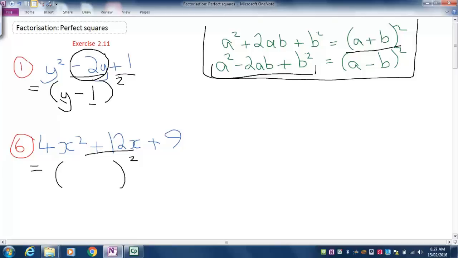Taking the square root of the first term, 4x squared, will give me 2x. Taking the square root of 9 will give me 3. Double checking that, 2x times 3 gives me positive 6x, and doubling it gives me positive 12x. So I know that's the correct factorization.